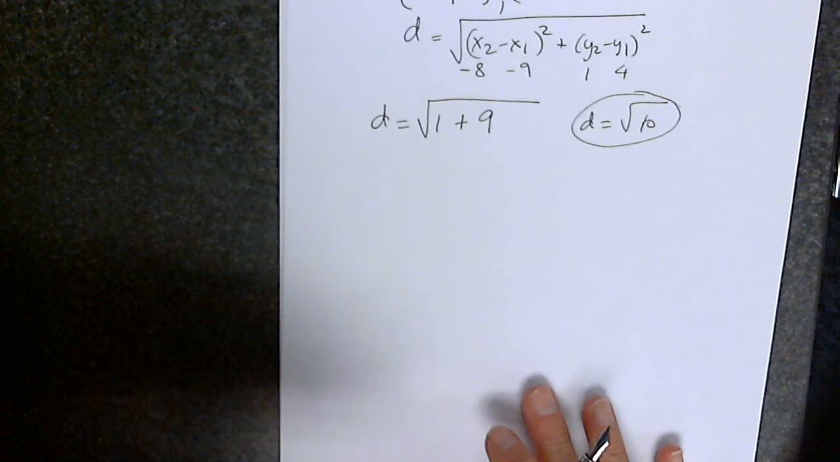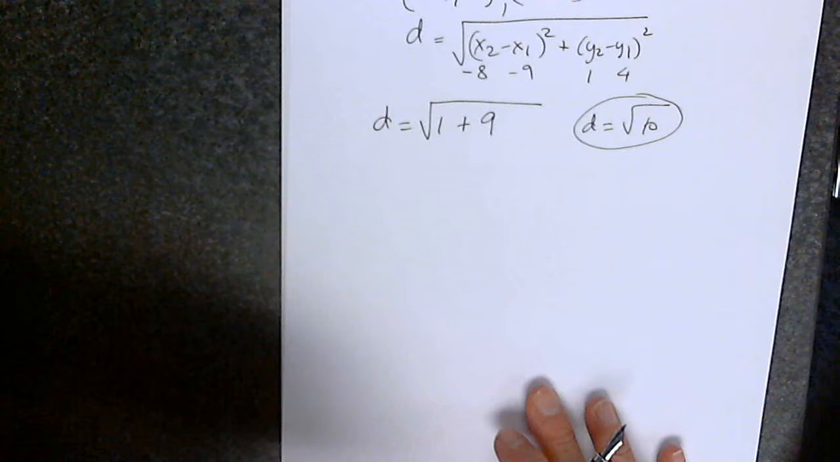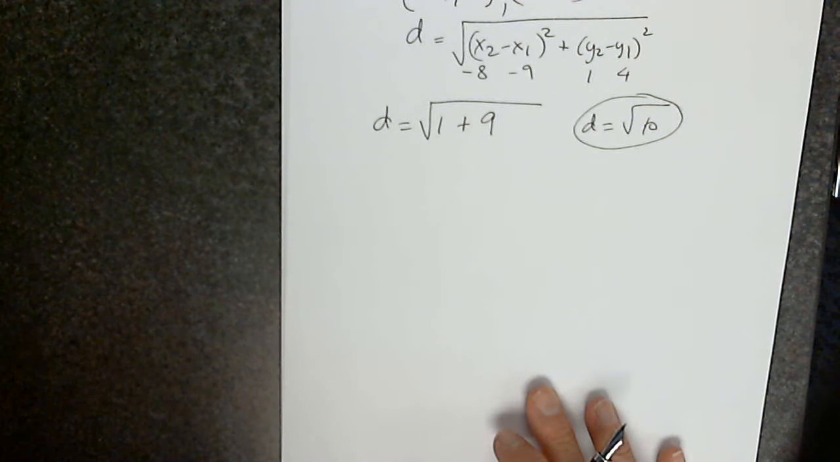Any questions? Can you simplify that down? I can't, because 10 is 2 times 5. There is nothing else. You cannot write it as 9 plus 1.